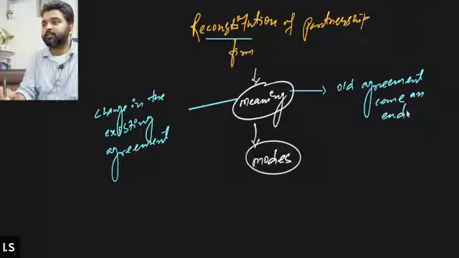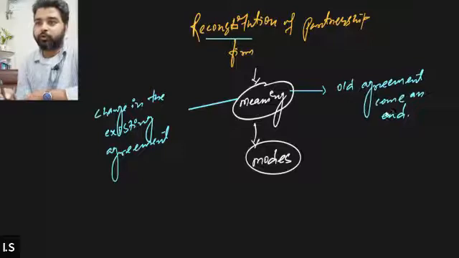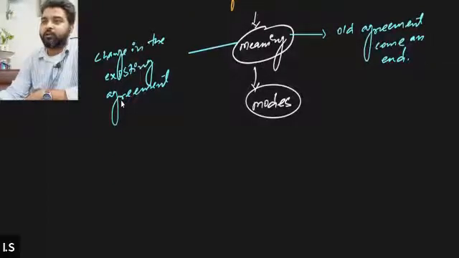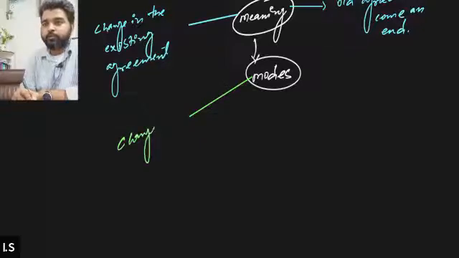So whenever there is a reconstitution among the partners, there will be new rules and regulations in the partnership that may be agreed upon among the partners. So reconstitution is nothing but the change in the existing agreement. And now let's talk about how reconstitution takes place. Reconstitution takes place whenever partners decide to change the profit sharing ratio.